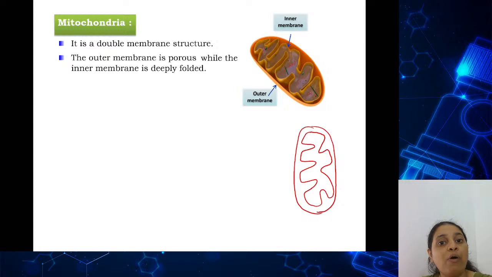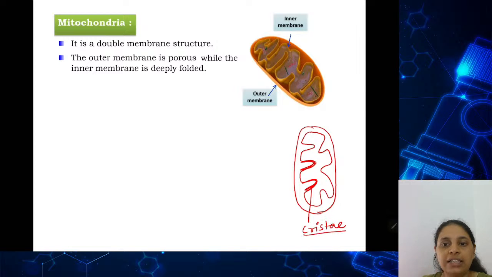Okay, remember, outer membrane is porous, inner membrane is deeply folded. Now these foldings here, ये folding है देखो ऐसे, ये सारे foldings है, सही है? These foldings are known as cristae. All these foldings are known as cristae.